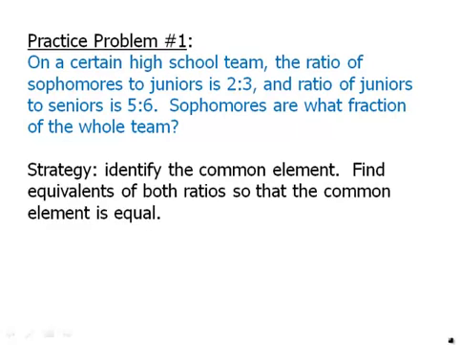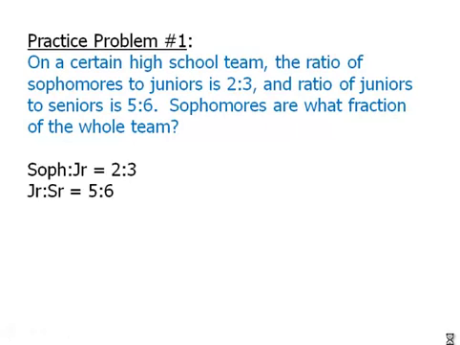Okay, here's what we're going to do. Identify the common element. Here the common element is juniors. Find equivalents of both ratios so that the common element is equal. So these are the original ratios. We have 3 representing juniors in the first ratio. We have 5 representing juniors in the second ratio. We'd like those two numbers to be equal.